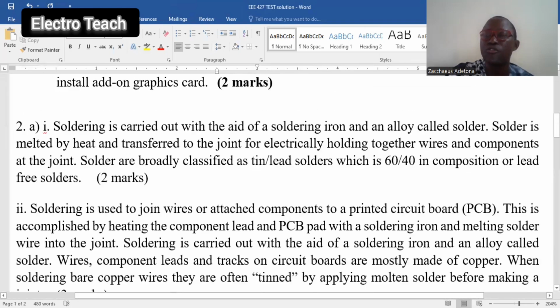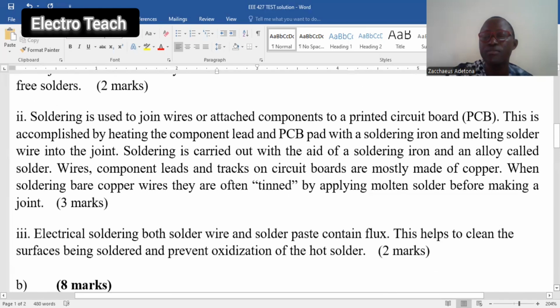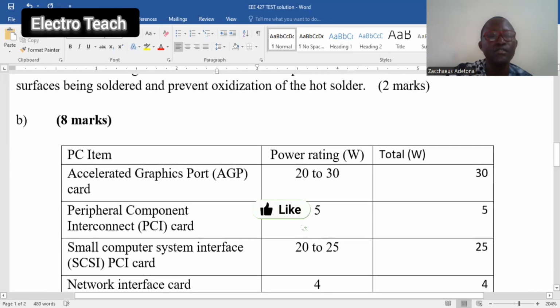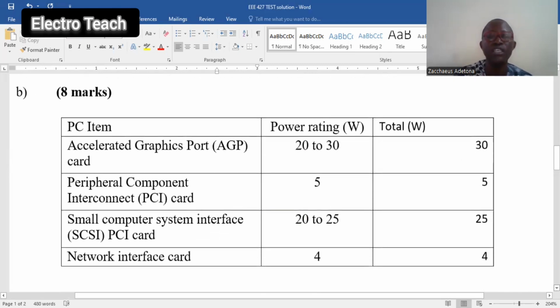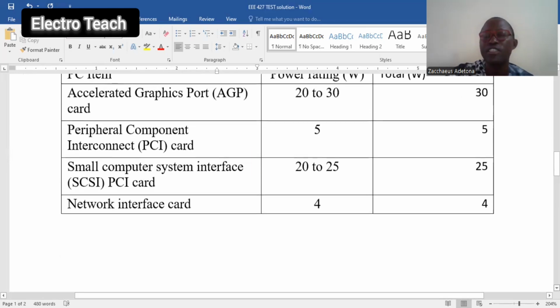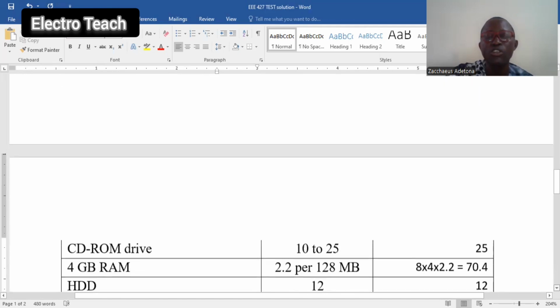You can see the table for the first part. We chose 30 for the AGP card, 5 watts for the PCI card. The other PCI card we chose 25, which is the highest for the range. Network interface card 4 watts. Then for the CD-ROM drive we chose 25.